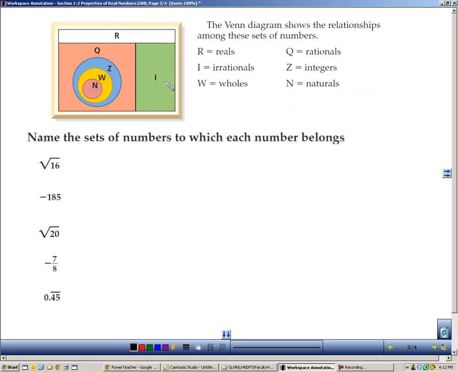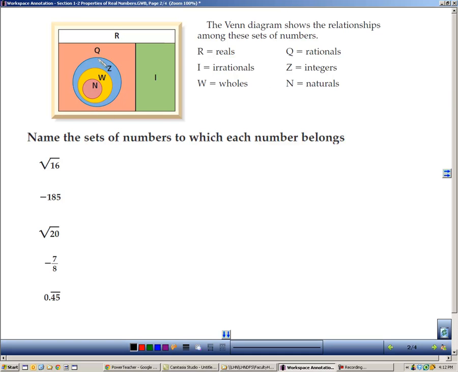This diagram here is called a Venn diagram, and it's a graphical representation of the numbers that we just looked at on the previous slide. It shows us that the natural numbers, which we're going to call capital N, are here, and they are a subset of the whole numbers. So they're inside the whole numbers. Whole numbers include 0, so it's going to be a bigger set.